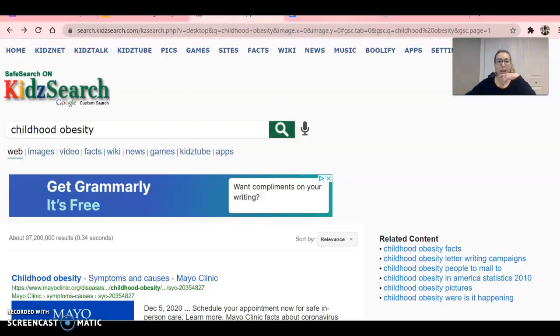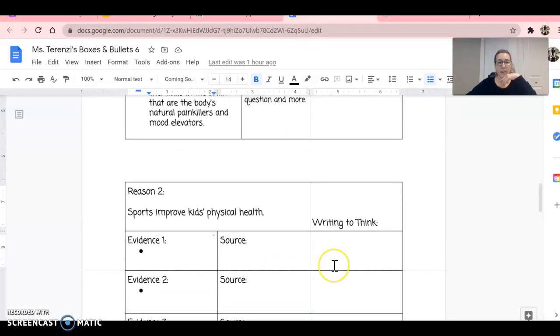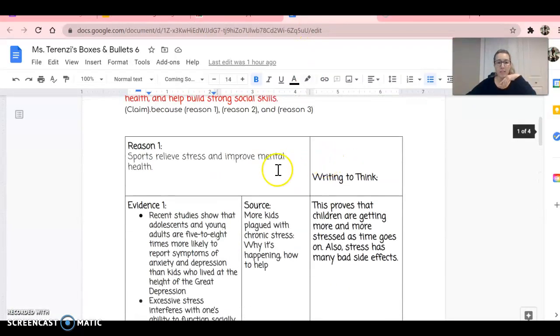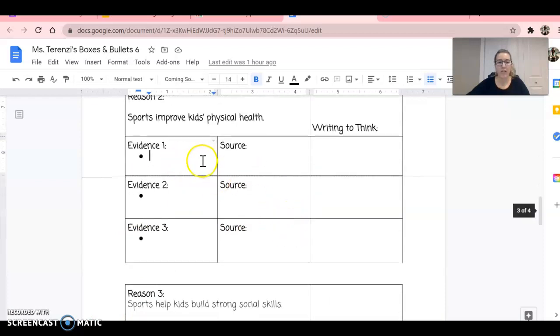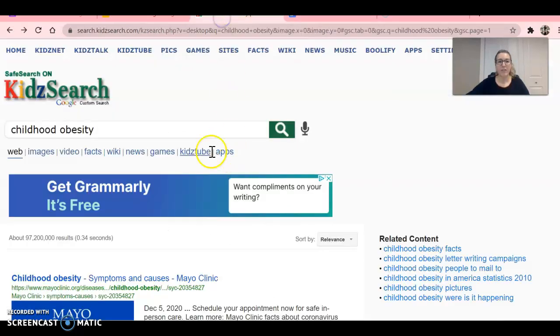I'm going to go to my boxes and bullets, and I have scrolled down. I've already completed reason number 1, and I'm going to scroll down to reason number 2. Now I see that my second reason is sports improve kids' physical health. So I need to find some evidence to support that. Now I said I first want to prove that there is an issue with childhood obesity. So I've gone to Kids Safe Search and I've searched for childhood obesity.